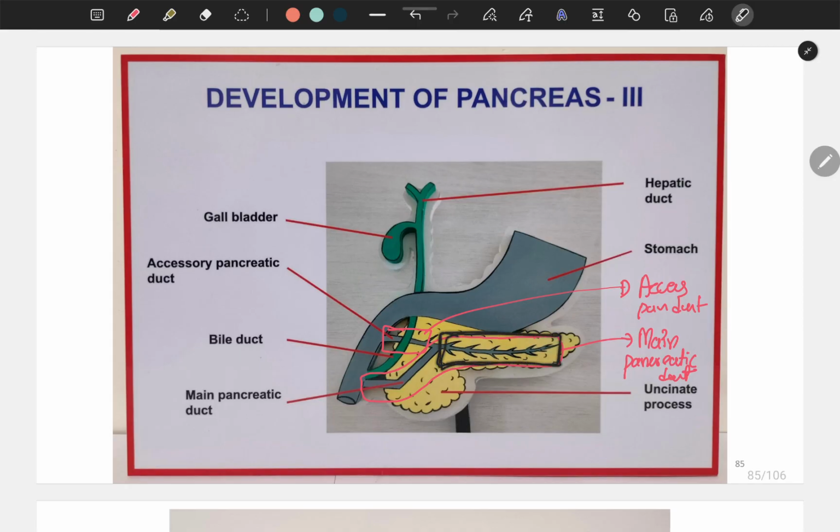Okay. Now, main pancreatic duct is formed by the distal part of the dorsal duct, the anastomosis between the distal dorsal duct and the ventral duct, and the ventral duct. Accessory pancreatic duct is formed by the proximal part of the dorsal duct. Okay. This is also called as duct of Santorini. This is called as duct of Wirsung.